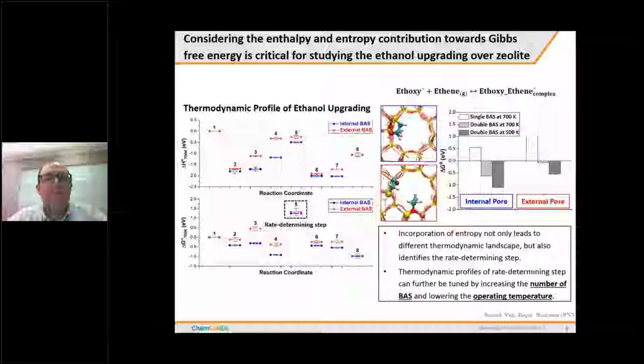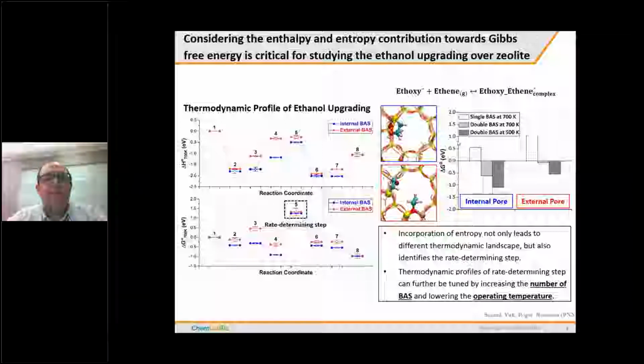And the third example that I want to share is ethanol upgrading over HZSM-5 zeolite here. We studied not only the internal of the pore, we also studied the external of the pore, to think about the critical effect of the enthalpy and entropy contributions on the Gibbs free energy. So you see here in the left-hand side graph, some difference between the external and internal Brønsted acid sites, for the enthalpy and also free energy, and they can also affect the rate determining step.